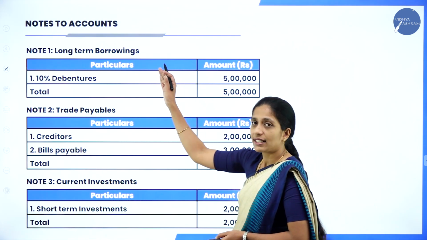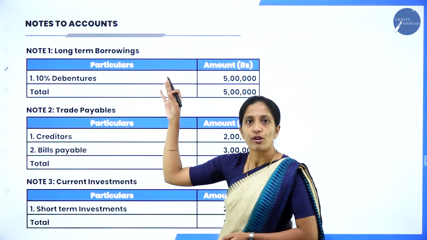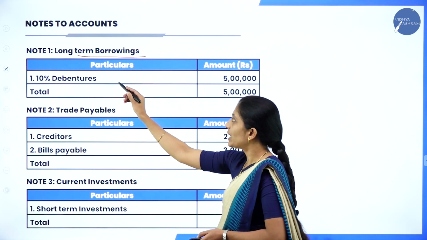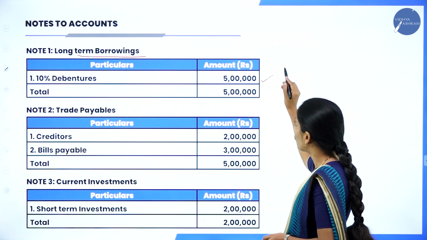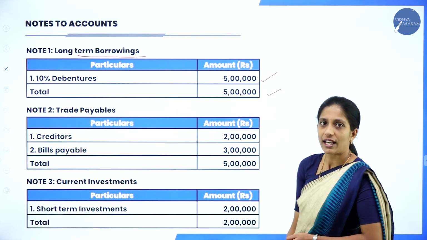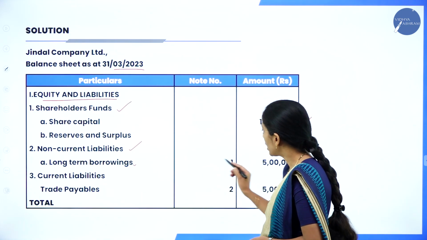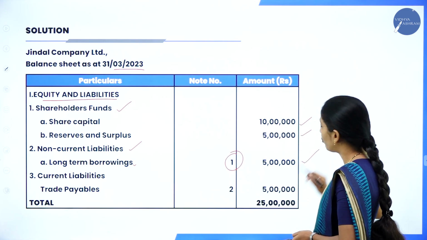You will write like this. Notes to accounts also carry marks. Note 1, long-term borrowings, under that we will write 10% debentures, 5 lakh, and the total is 5 lakh. Now this is note number 1. So you have to show in the format, long-term borrowings, note number 1, 5 lakh.